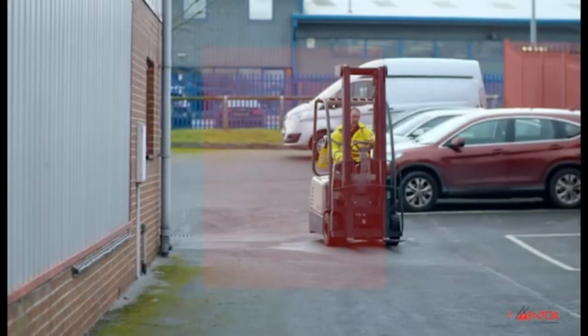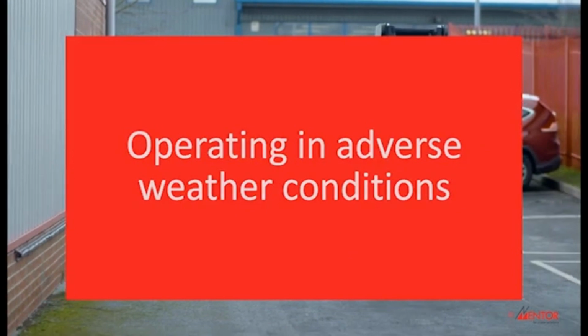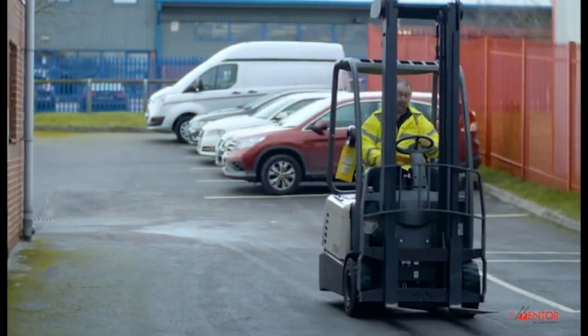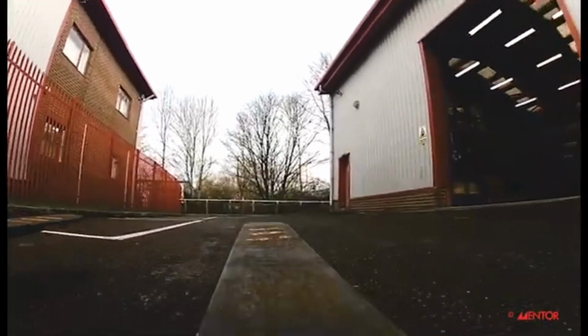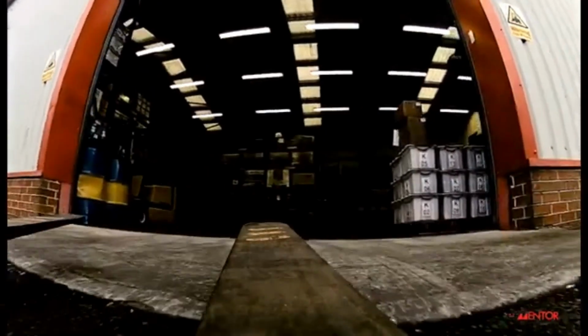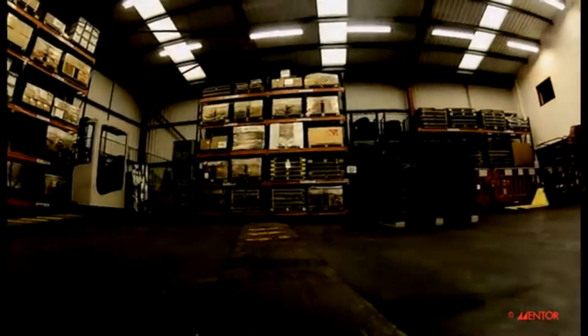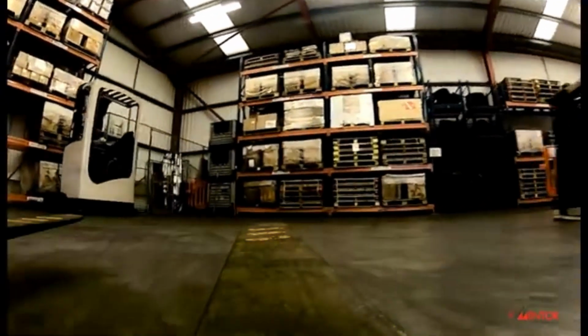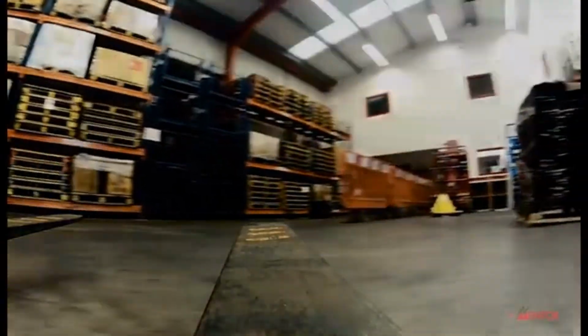If you were driving your car in rain or snow, you'd slow down and take greater care on the roads, and the same applies to operating a forklift. Something that's encountered more regularly whilst operating a forklift is moving from a dark area to a light area and vice versa, such as entering or exiting a warehouse. In these conditions, the operator needs to give themselves time for their eyes to adjust before continuing with the operation.